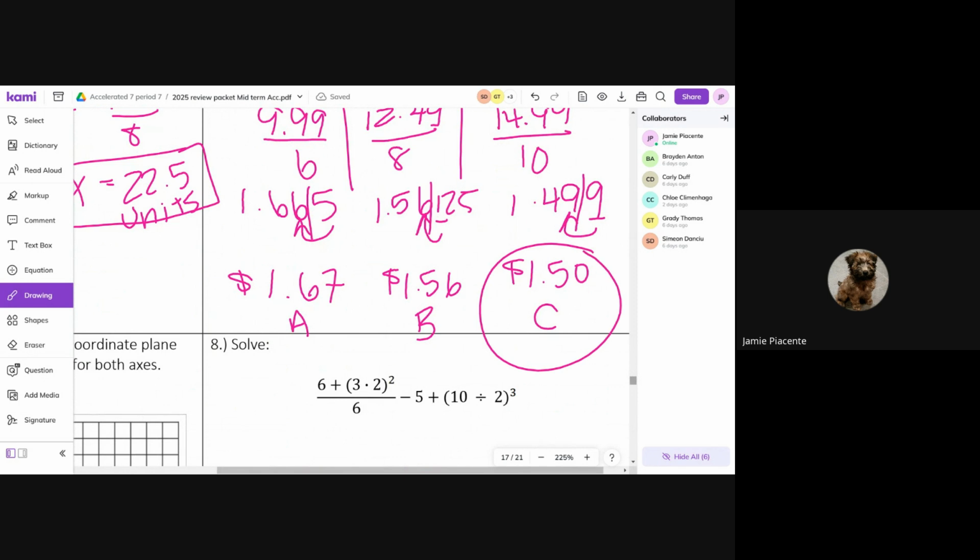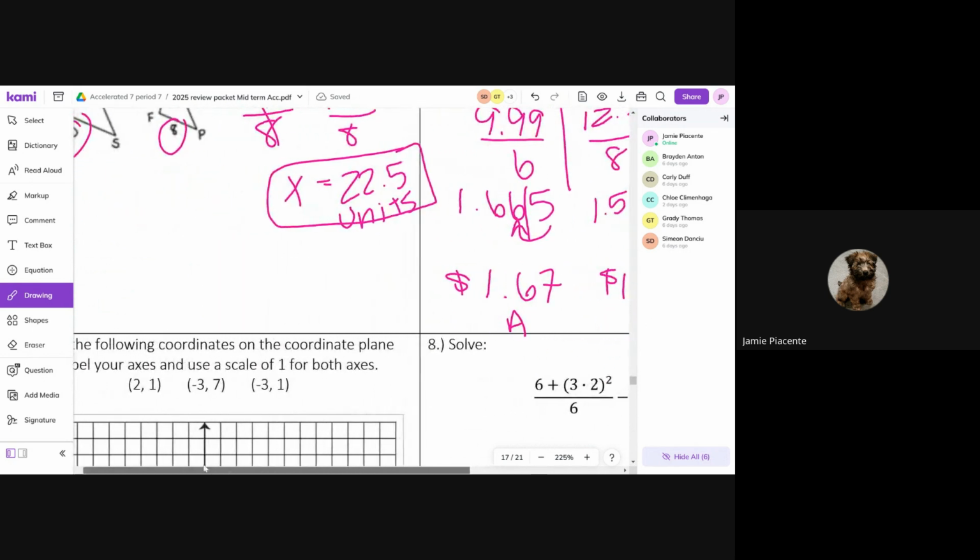Don't just circle it, write better buy, because who knows who's going to be correcting your test. You want to make sure that you make it clear which is the better buy. Your money symbol goes in front of your numbers. Do not put it in back. It always goes in front. That's the difference between those hundreds.